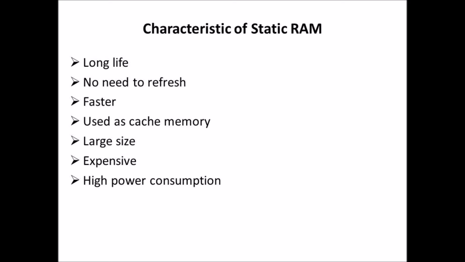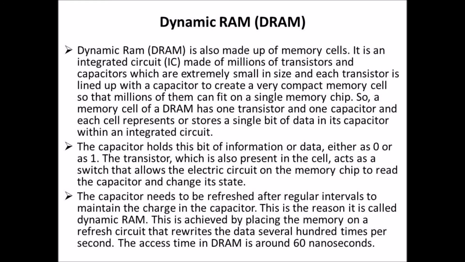Next is characteristics of static RAM. First one, long life. Second one, no need to refresh. Third one, faster. Fourth one, used as cache memory. Fifth one, large size. Sixth one, expensive. And seventh one, high power consumption. Next, we can discuss the dynamic RAM.